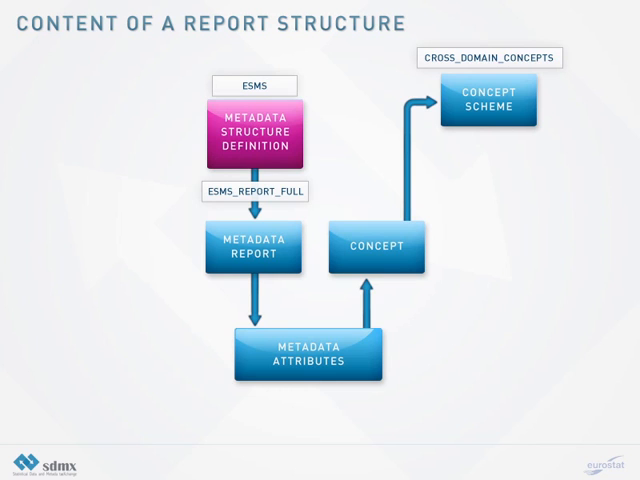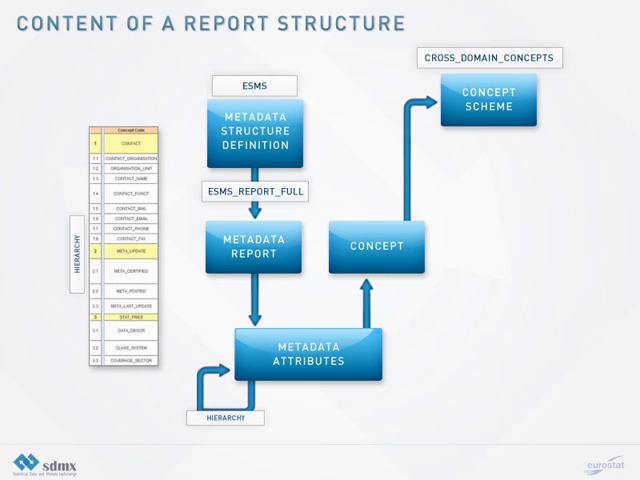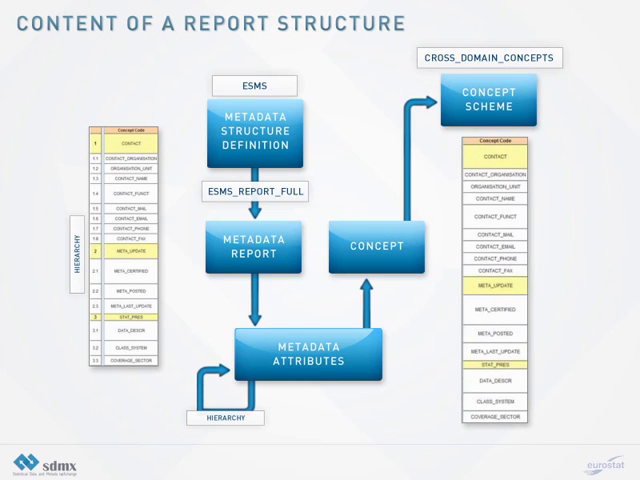The report structure is defined in the metadata structure definition. It details the metadata attributes used to represent the reference metadata. Metadata attributes are organized according to child-parent relationships to define a hierarchy. Each of them takes its semantic in a concept scheme in which a representation can be defined, such as format and code list.